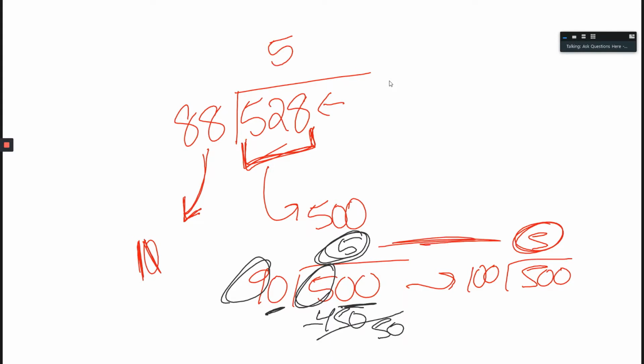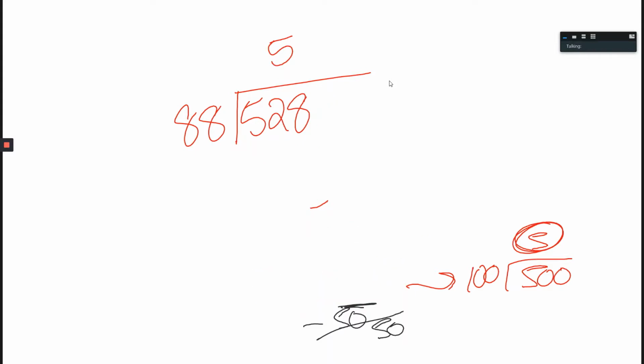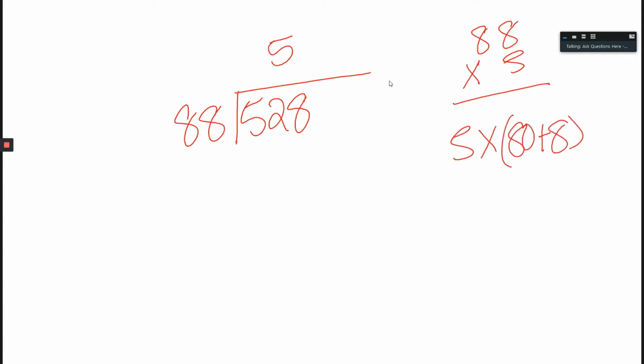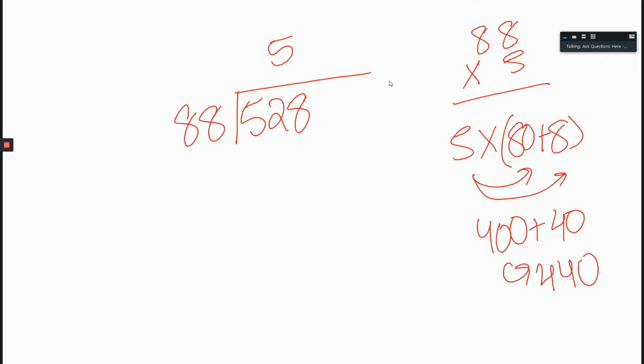So I'll erase this. Now let's actually test if that estimation was correct. So what we do is the normal way that we'd usually be dividing. We have to actually multiply out 88 by 5. You can use the trick that we learned yesterday, where it's 5 times 80 plus 8 instead of just 5 times 88. And this is the distributive property again, so you distribute the 5 into it. So 5 times 80 is 400, and 5 times 8 is 40. So it'd be 440. Then you could subtract 440 from 528.